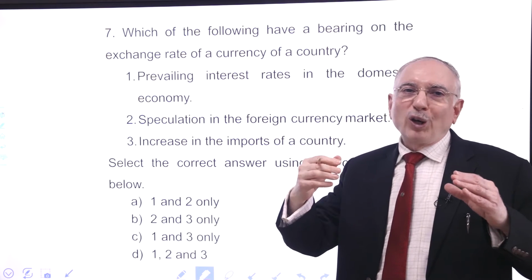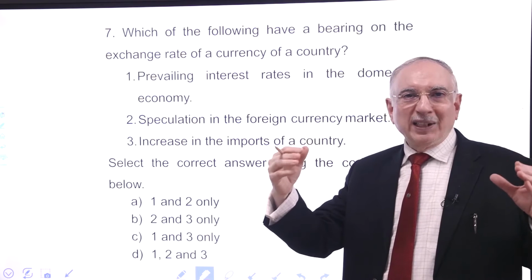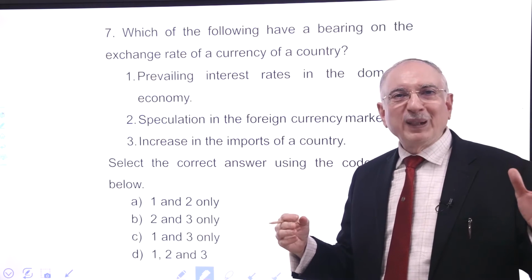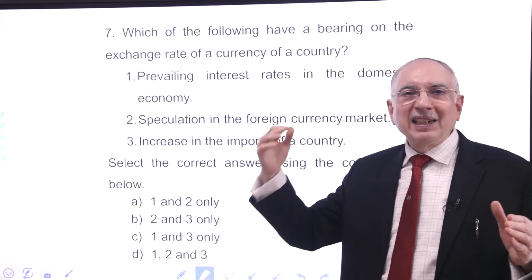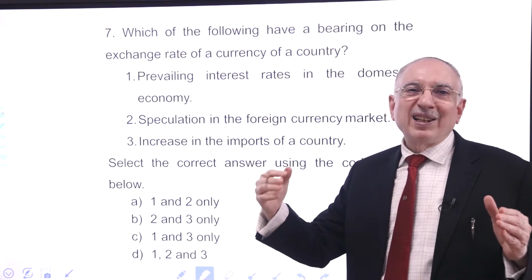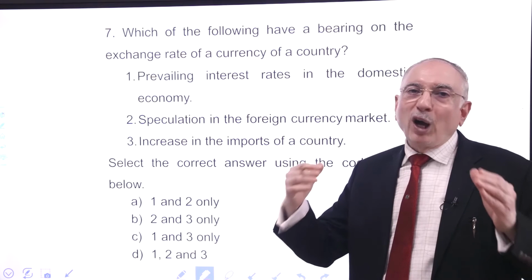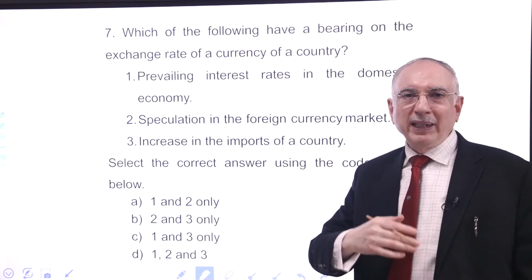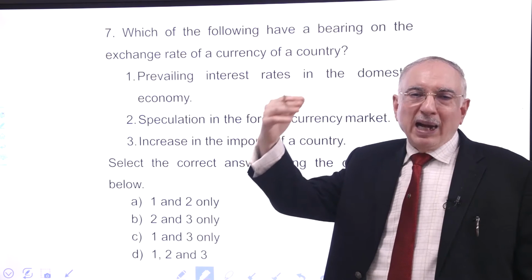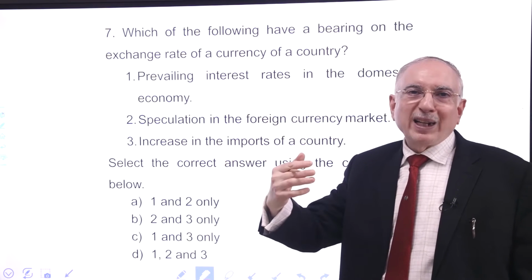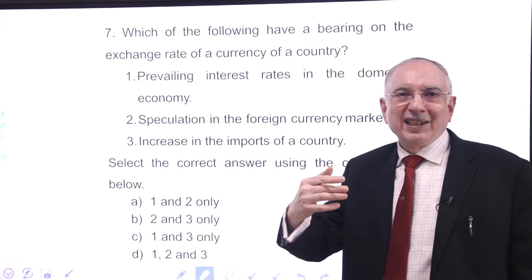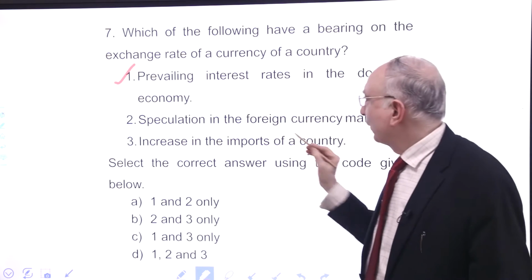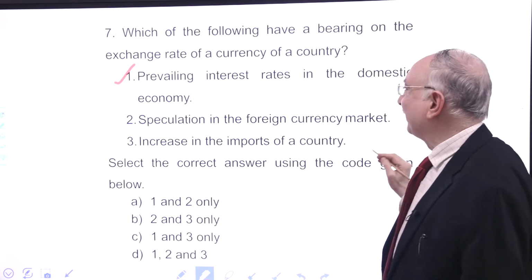Let us assume, without loss of generality, there are 2 countries, country A and country B. In country A, the rate of interest is 5%, and in country B, the rate of interest is about 9%. Now, everybody would be attracted to move his investment to country B, because it will fetch a higher rate of interest. So interest rate definitely has a bearing on the exchange rate. One is correct. Speculation in foreign currency market.